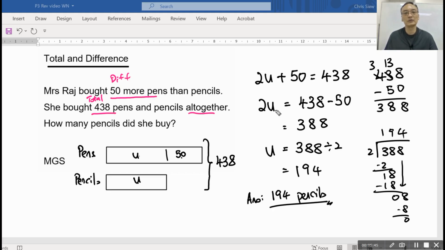So we find the value of 2 units, which is 438 minus 50. Based on our calculation, we get 388. So from 2 units, we need to find the value of 1 unit. So we divide 388 by 2, we get 194. Therefore, we have 194 pencils, because the value of the pencils is equal to 1 unit.